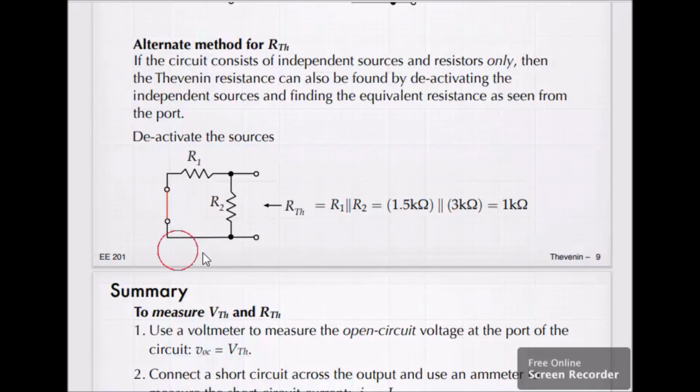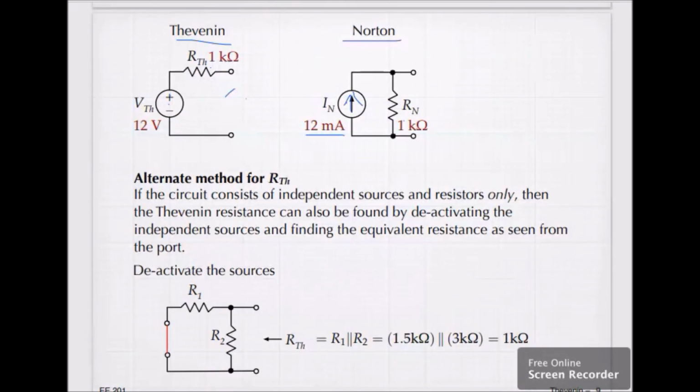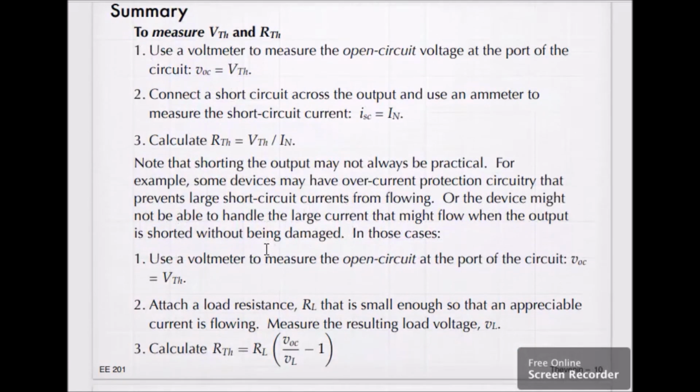Pag na-short mo na siya, hanapin mo si RTH na dito ka nakatingin sa open circuit mo. So kung ako, meron akong R1 and R2, tapos dito ako nakatingin, what would be my RTH? That would be R2 parallel to R1. Okay? So, ganun. How do we deactivate the sources? Short circuit yung mga voltage supply, and open circuit yung mga current supply. Okay? And, yeah, meron tayong mga examples dito.